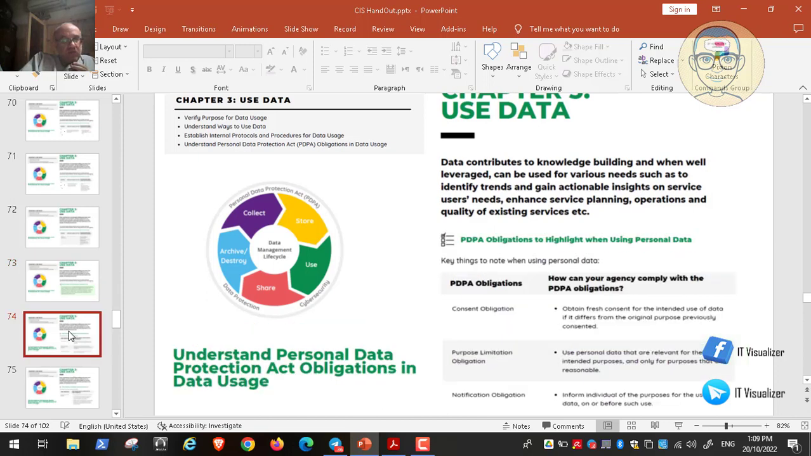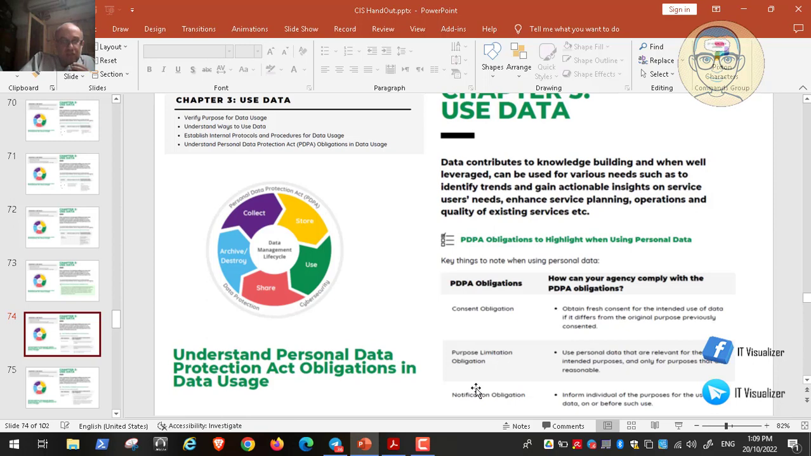And at the end, you should understand personal data obligations. When you are using a certain amount of data, especially personal data, you should take these things into consideration. Consent obligation: when you collect the data, you should ask the user's permission. When you use the data, you should go back to the user to see if there is any updated information about using their personal data. Purpose limitation obligation: you should only use it for the purpose that you identified.